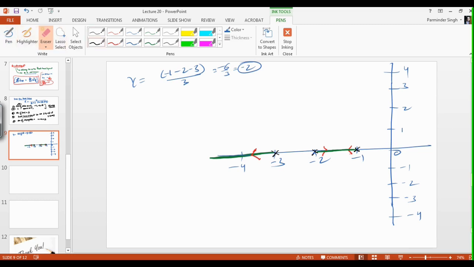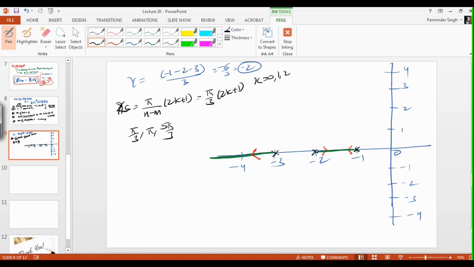Now we know this thing. Angles: pi over n minus m into 2k plus 1. So n minus m is 3. So pi by 3 times (2k plus 1), where k varies from 0, 1 and 2. So the angles will be pi by 3, pi and 5 pi by 3. So how to plot the angles? Now we have a center of gravity over here.